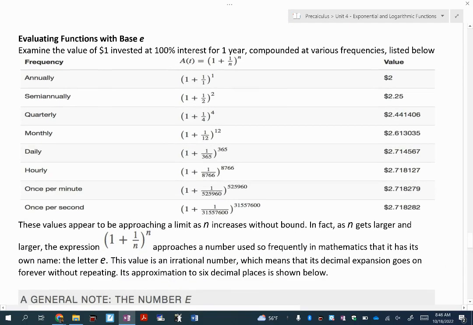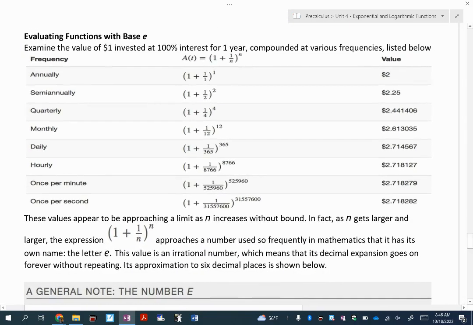Let's move into our last application of this. We talked about annually, semi-annually, quarterly, monthly, and we stopped there. But if you were to keep going and you were compounding daily, so every day you're multiplying your money on itself, which is really good for your investments, again, not a thing that happens. If you were to compound hourly or every minute or every second, what happens is you start approaching a certain number.